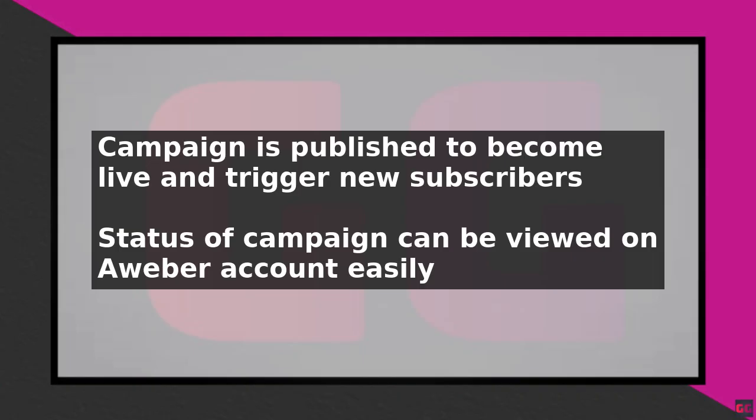Once the campaign is set up, it needs to be published to become live. After publication, new subscribers will trigger the campaign, receiving a series of emails according to the steps outlined in the campaign. The status of the campaign can be viewed on the AWeber account, confirming that it is active and ready to send emails to new subscribers.